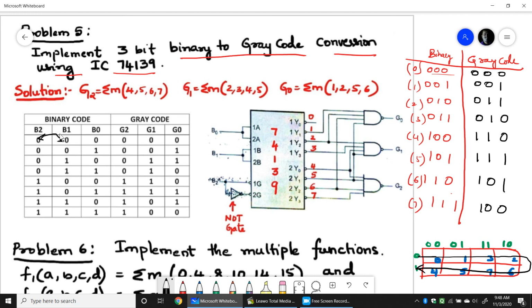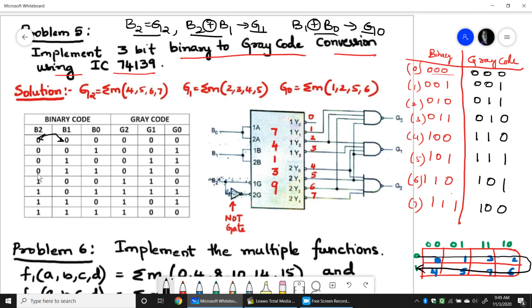but the actual gray code is B2 XOR B1 will be G1, B1 XOR B0 will be G0. G2 and B2 will be the same, so B2 equals G2, then B2 XOR B1 will be G1, then B1 XOR B0 will be G0. This is the formula which will be used for binary to gray code conversion.